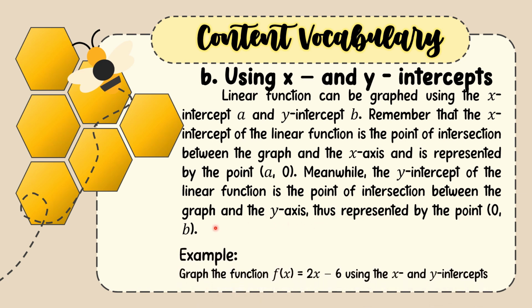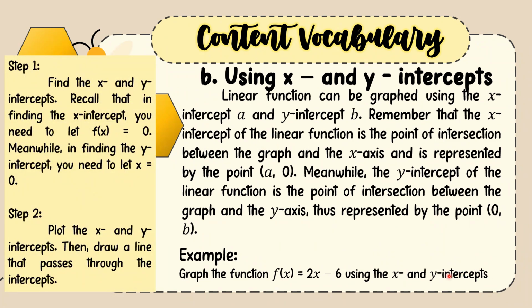Now let's have this example. Graph the function f of x is equal to 2x minus 6 using the x and y intercepts. Now these are the steps in graphing a linear function using x and y intercepts. Step 1. Find the x and y intercepts. Recall that in finding the x-intercept, you need to let f of x equal to 0. Meanwhile, in finding the y-intercept, you need to let x is equal to 0. Step number 2, plot x and y intercepts. Then, draw a line that passes through the intercepts.